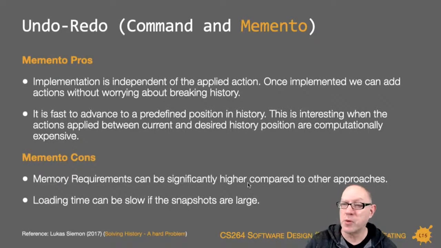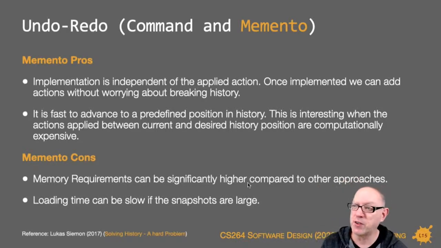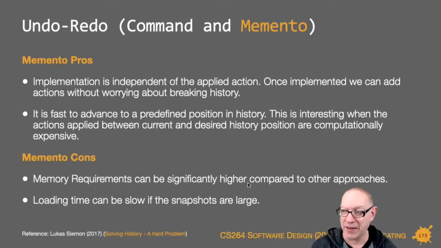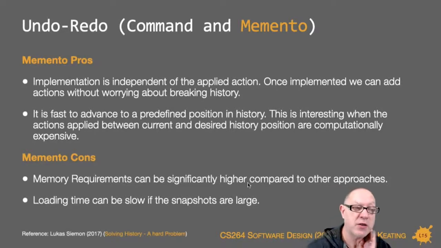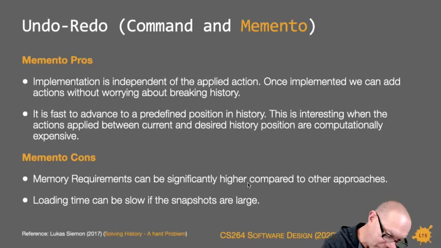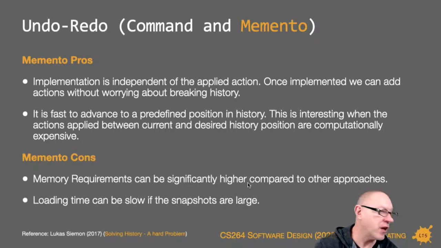So with undo and redo implemented as command or memento, let's look at the Memento pros. The implementation is independent of the applied action. Once implemented, we can add actions without worrying about breaking history. It's fast to advance to a predefined position in history. That's interesting when the actions applied between the current and desired history position are computationally expensive. Nice to have saved that. You might be making lots of changes to individual objects or styles in a vector diagram, for example.